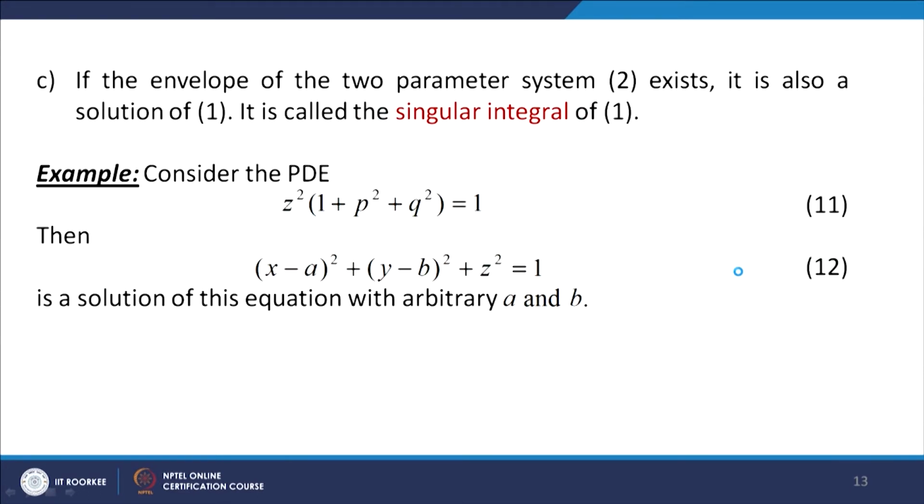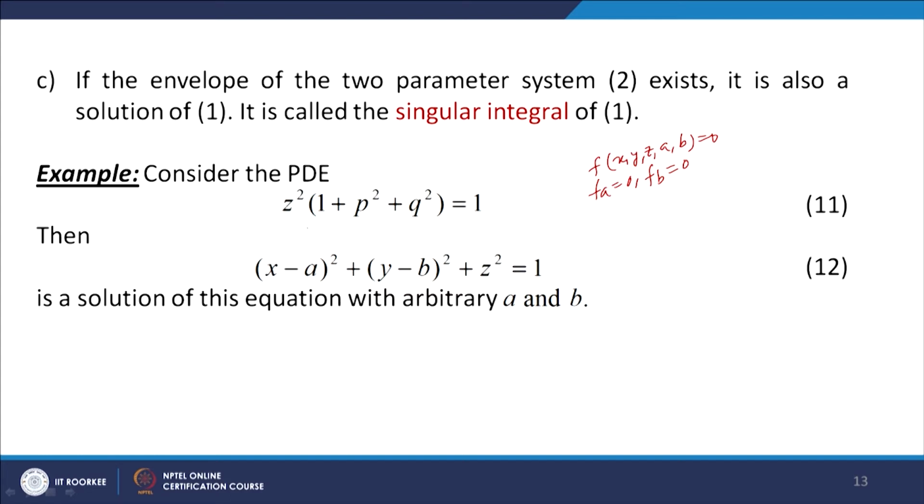And the third is the envelope of the two parameter system. Suppose your equation is f(x, y, z, a, b) equal to 0. If you want to find the envelope, you eliminate a and b from these three equations: f(x, y, z, a, b) equal to 0, f_a equal to 0, f_b equal to 0. If after eliminating a and b here, the solution that you get, it is called the singular integral of the equation 1.